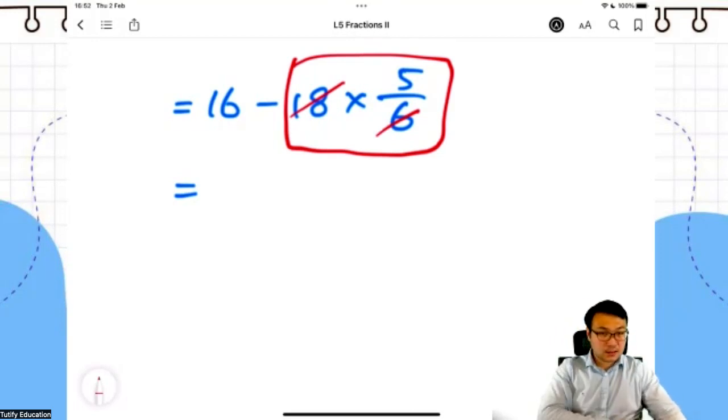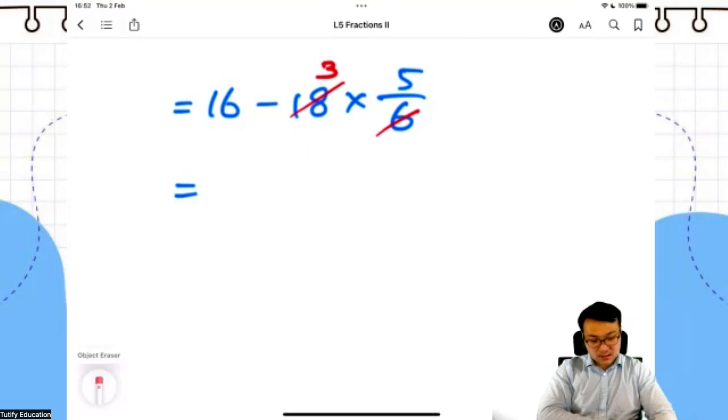6. So wait, 18 divided by 6 is? 3. 6 divided by 6 is? 1. Okay, what are you left with? You're left with these two numbers, which will give you 15 and 1.